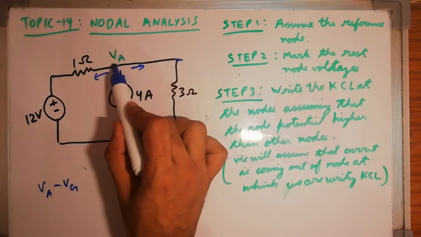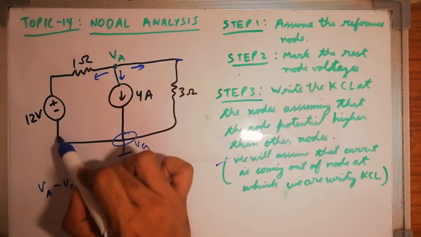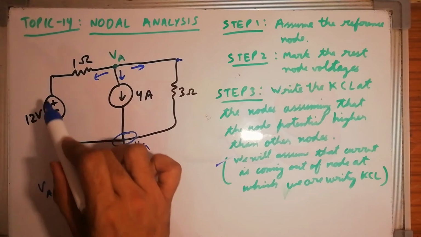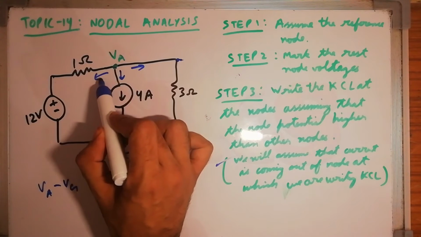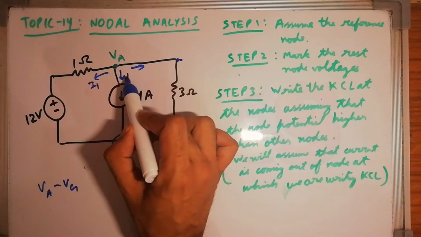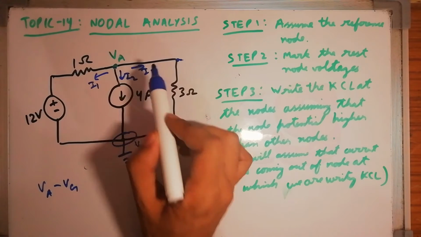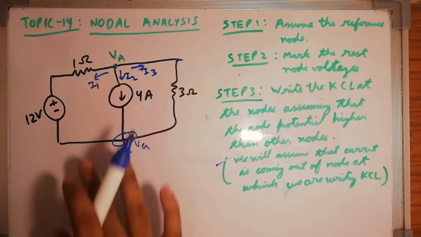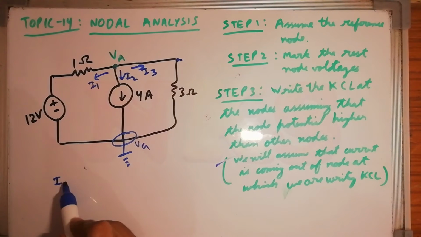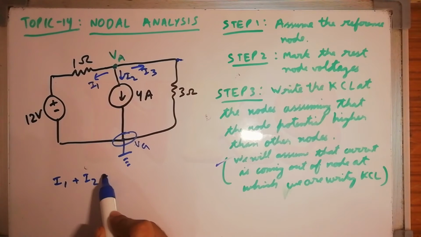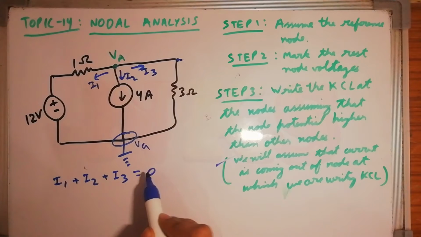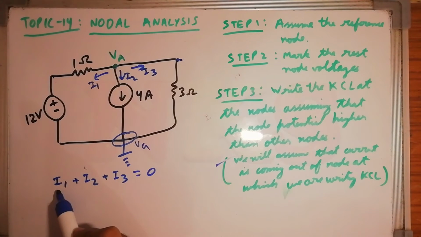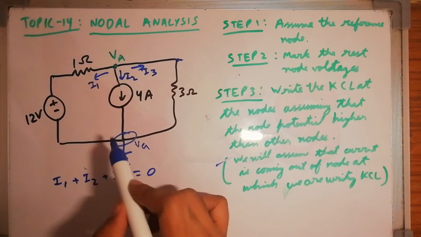Okay, just write out KVL for this branch, and let us assume that the current is I1 here. Let us say I2. Let us say this is I3. I am just marking this for your understanding, it is not necessary. So I1 plus I2 plus I3 is equal to 0. This is our KCL.